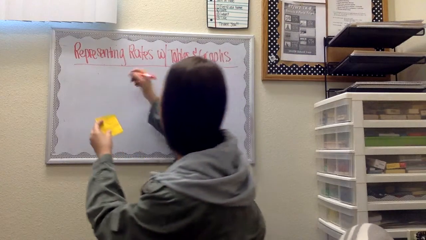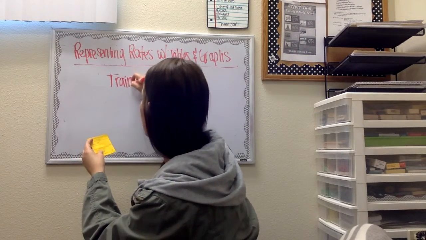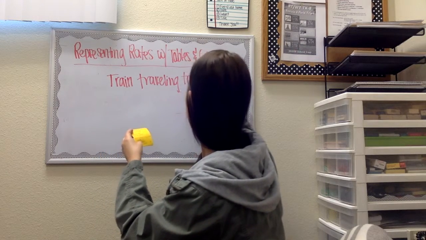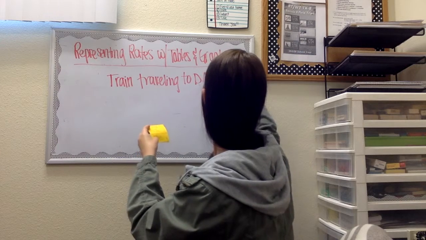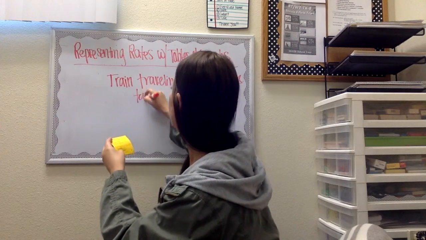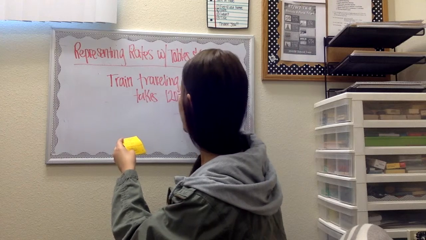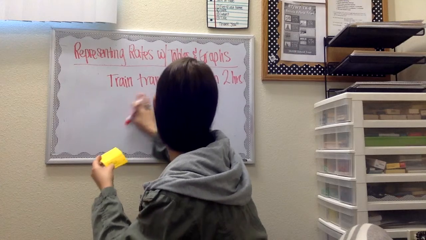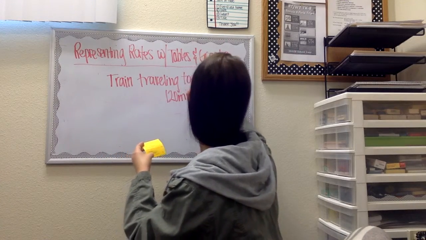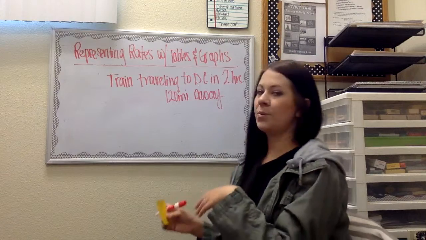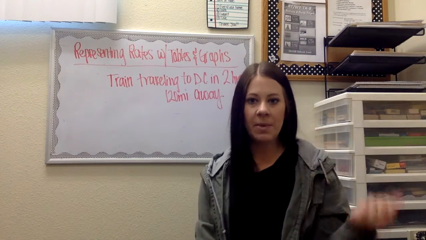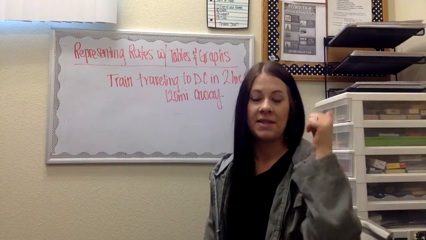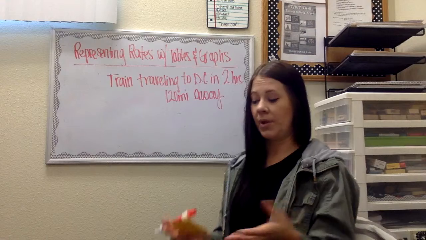If I have a train, please write, traveling to, let's say, Washington, D.C. in 2 hours, and it's 120 miles away. Okay, so in 2 hours, we're going to go 120 miles. Like I was saying before, we don't want to know how far we go in 2 hours. We want to know how far we go in 1 hour. That's our unit rate. That's also our constant rate.